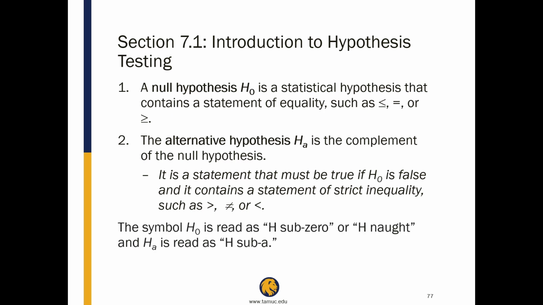The symbol H0 is read as H sub 0 or H naught. And HA is sometimes read as H sub A, but I might just say H of A or HA just for convenience sake here. However, in some textbooks you might notice that instead of writing H sub A, they write H sub 1. It's the same thing as the alternative hypothesis. It's just some places like to use A for alternative, and other places use the number 1 for alternative hypothesis.